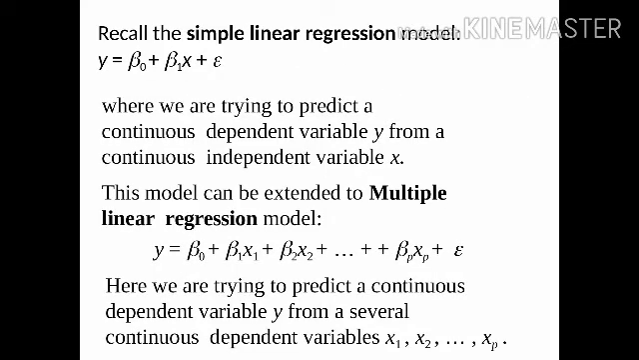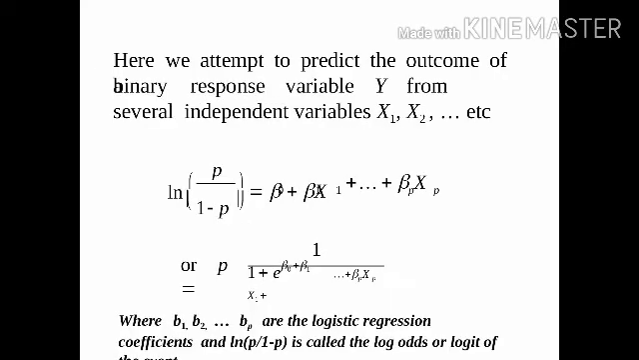Here you can see the simple linear regression model, that is y equal to beta naught plus beta 1x plus epsilon, where we are trying to predict a continuous dependent variable y from a continuous independent variable x. And this model can be extended to the multiple linear regression model, that is y equal to beta naught plus beta 1x1 plus beta 2x2 plus etc. plus beta pxp plus epsilon. Here we are trying to predict a continuous dependent variable y from several continuous independent variables x1, x2, etc.